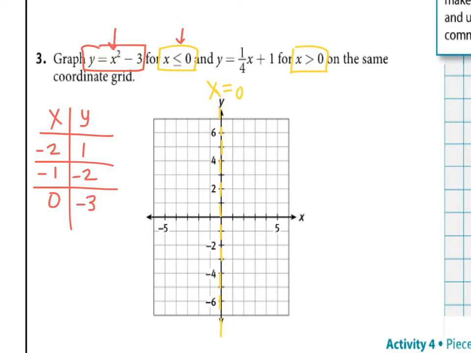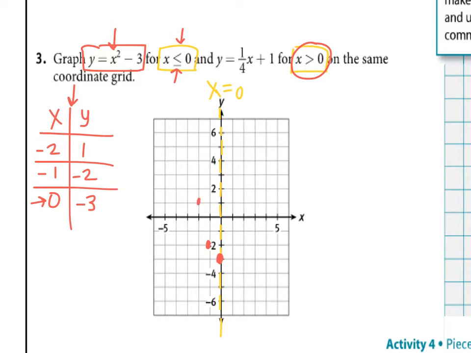So let's plot those points. Now here's one other thing too. Notice when x actually equals 0, since we have that little equal sign right there, this is the rule we're going to use. We're not going to use the other rule. The other rule only applies when x is greater than 0. So at this point, when x is 0, y is -3, we're going to do a closed-in circle, not an open circle. We'll see the difference in a second. But there's 0, -3. -1, -2 is here.